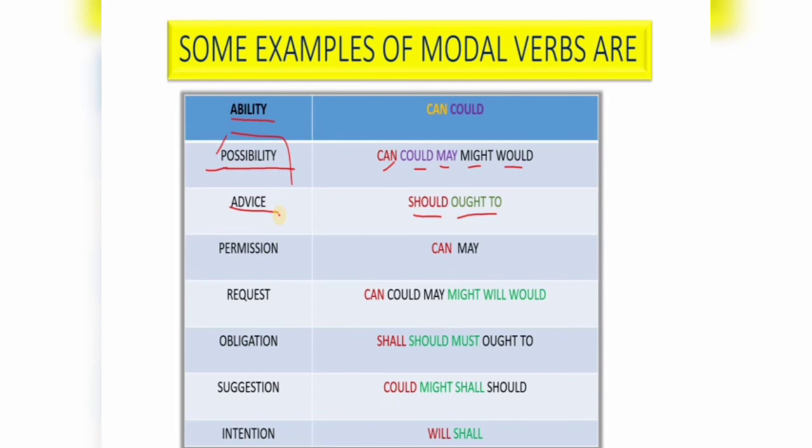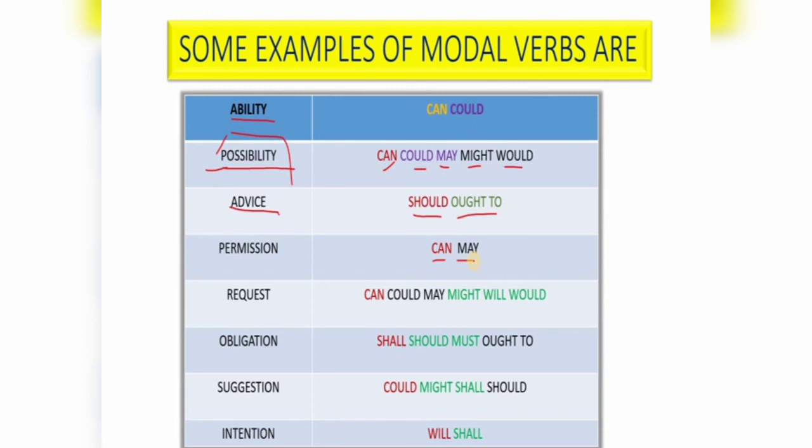So if someone is advising you, the fellow might use should or ought to. And then permission. In your classroom, you normally ask permission to go out. So next time when you are asking for permission, you can use can or may. Please, madam, please, sir, may I go out to blow my nose? May I go out to ease myself? Can I go out to ease myself?